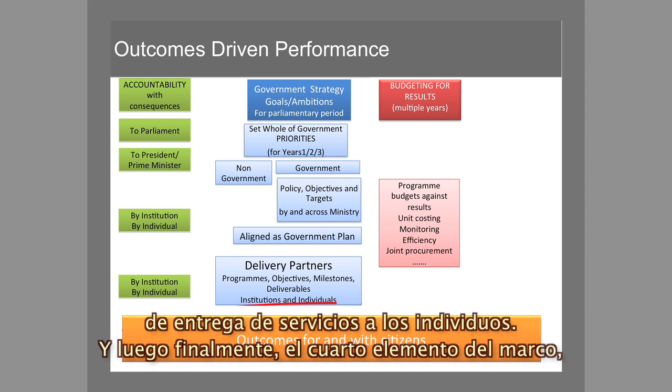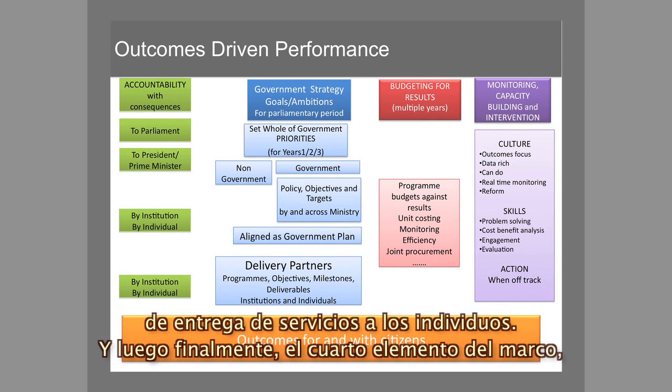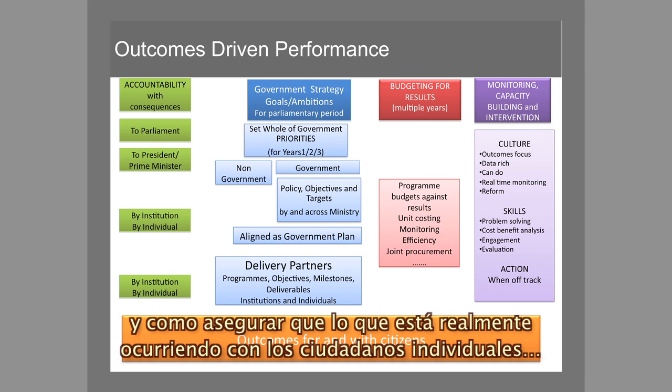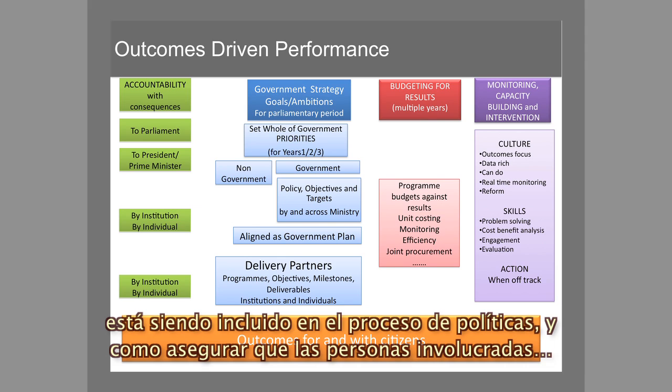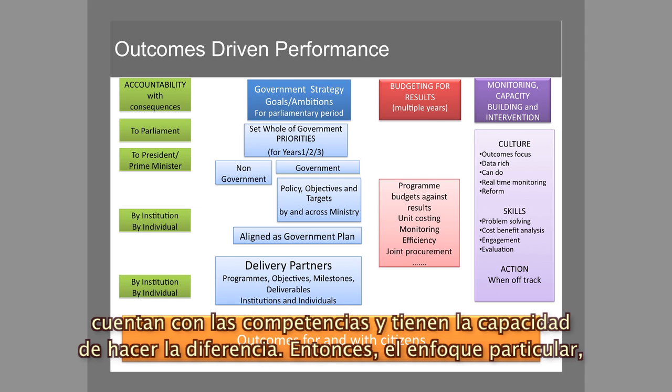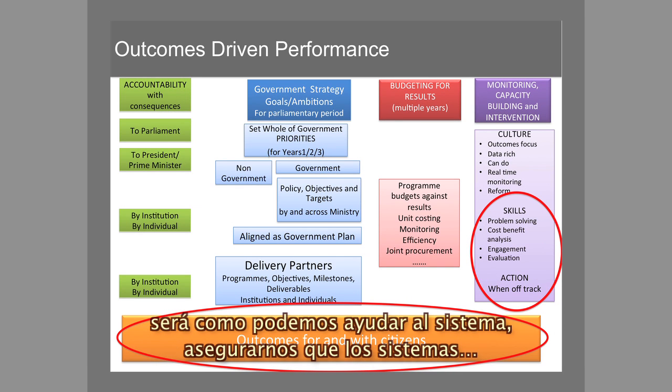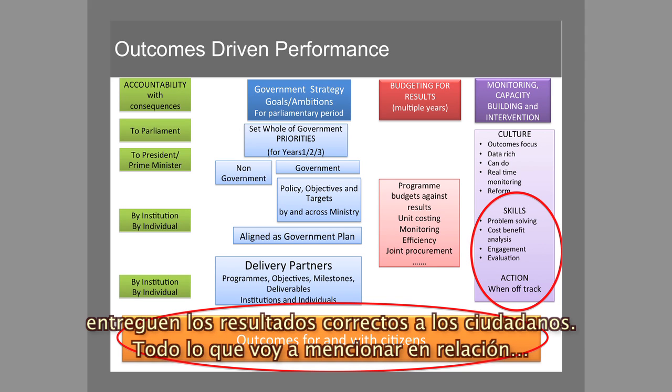And then finally, the fourth element of the framework is how you build capacity, how you monitor and build capacity to ensure these other three things work, and how you ensure that what's happening with individual citizens feeds back into the policy process, and that the people involved have the skills and the ability to make that difference. So particularly the focus is going to be on how we help the system make sure they're getting the right outcomes for citizens.